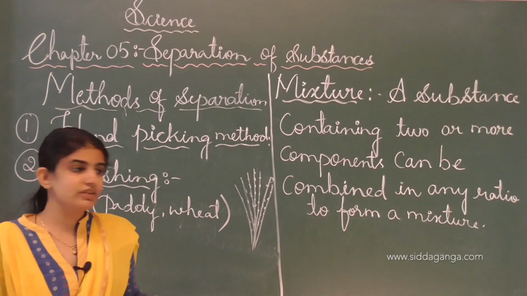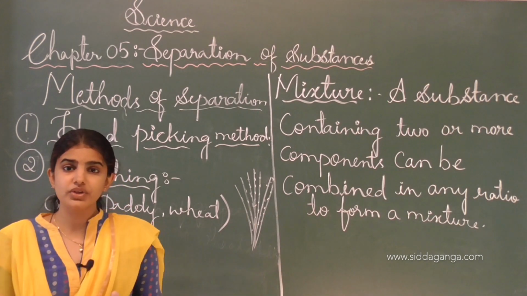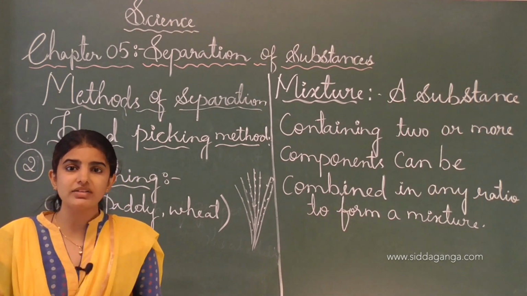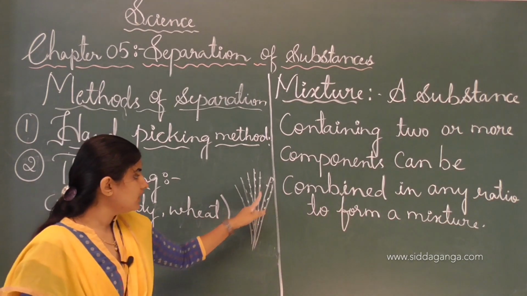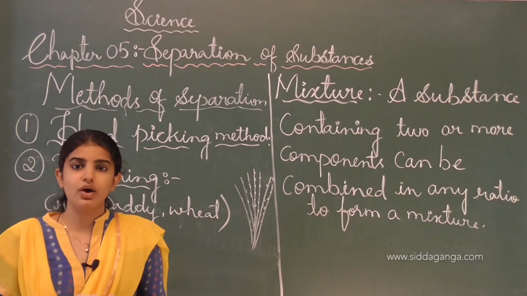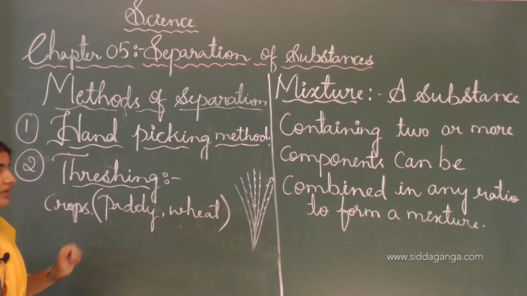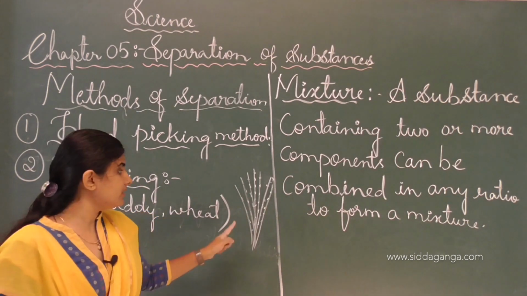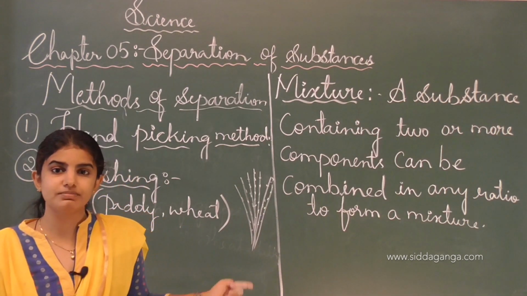He will take these bundles and beat them against a hard substance or hard stone, so that all the grains sticking to the stalk will separate out from the stalk. See, this is how the process of threshing takes place. And one more thing: chaff is also removed by this process.